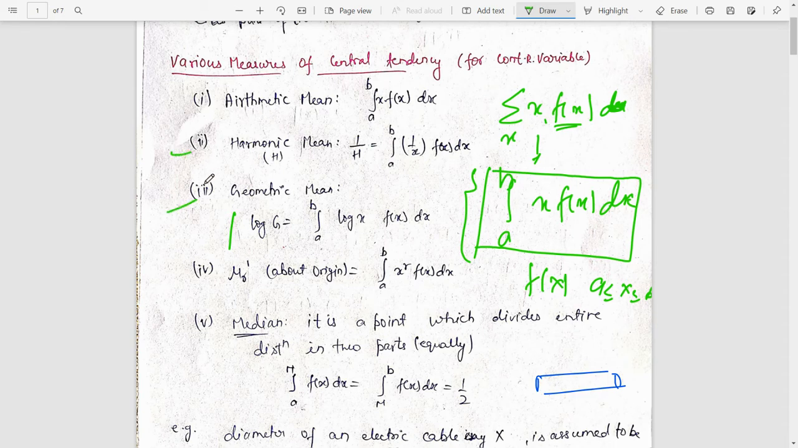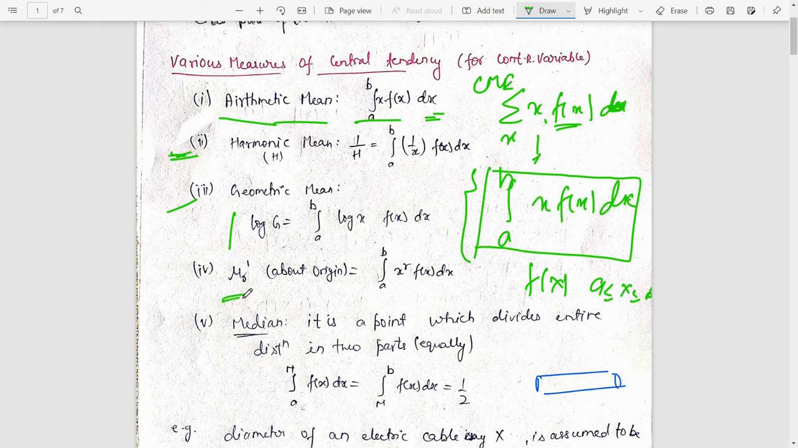But these things are not so important. Only the arithmetic mean you should know, like how it is calculated. Geometric mean and harmonic mean, no one is going to ask, especially in the paper of CMI. There is nothing going to come on geometric mean and harmonic mean for continuous distributions. But you should know this. Okay, I just wanted to include these things.